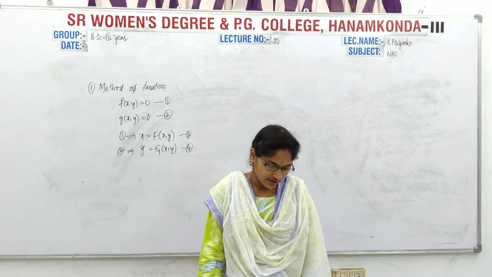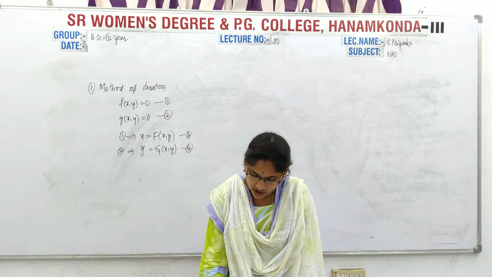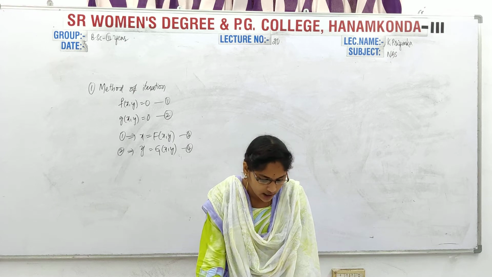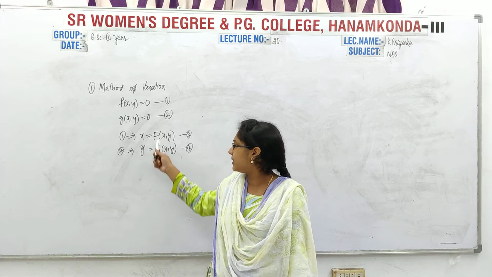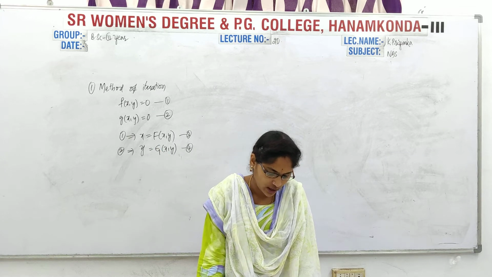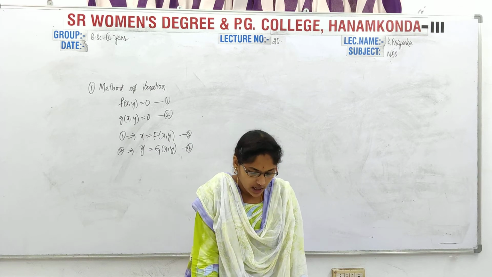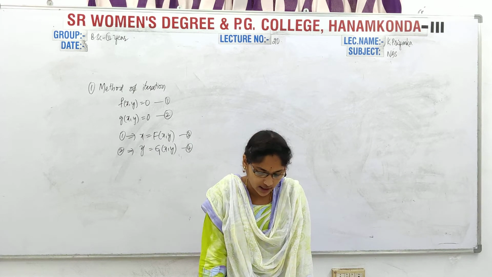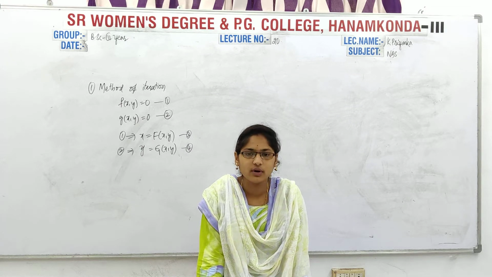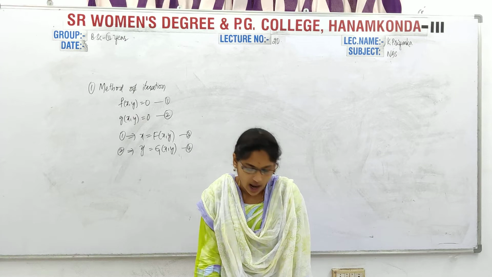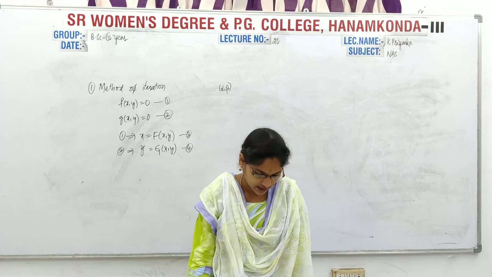Now write down: the following sufficient conditions are satisfied by the functions capital F and G in the closed interval capital R of roots alpha comma beta.